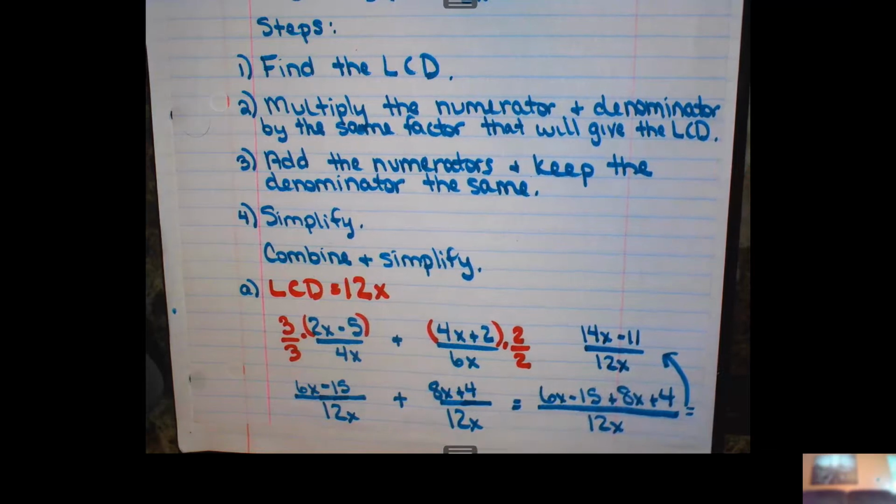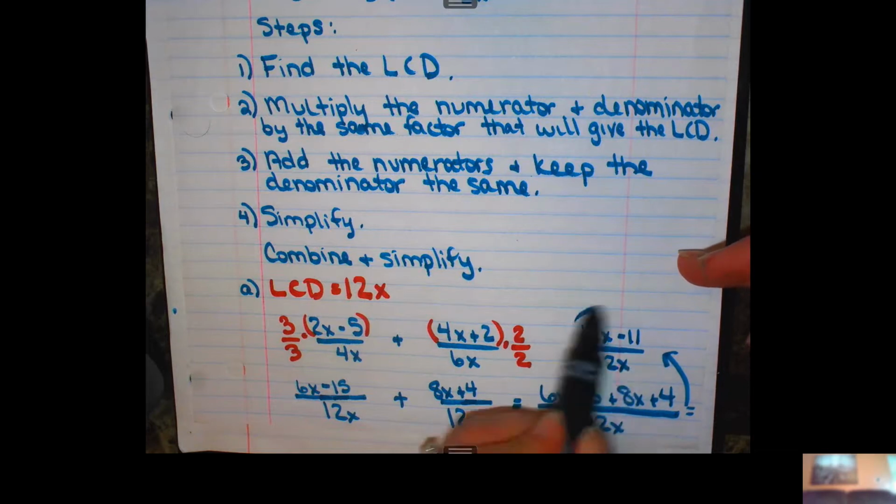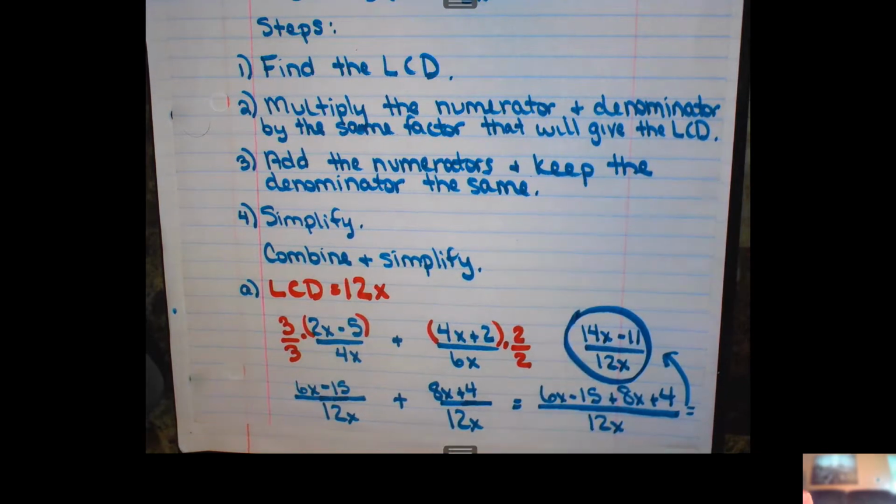Before I'm done, I'm looking to see if there's anything that I can factor or take out of everything. There's nothing in common in the top. There's no power of 2, and there's nothing that everything has in common, so that is my answer. We're going to do a couple more of those.